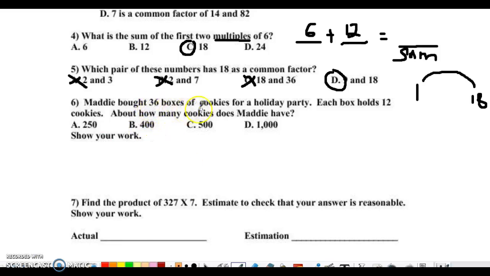Maddie bought 36 boxes of cookies for a holiday party. Each box holds 12 cookies, and this is the key part. What do you want to know? About how many cookies does Maddie have?